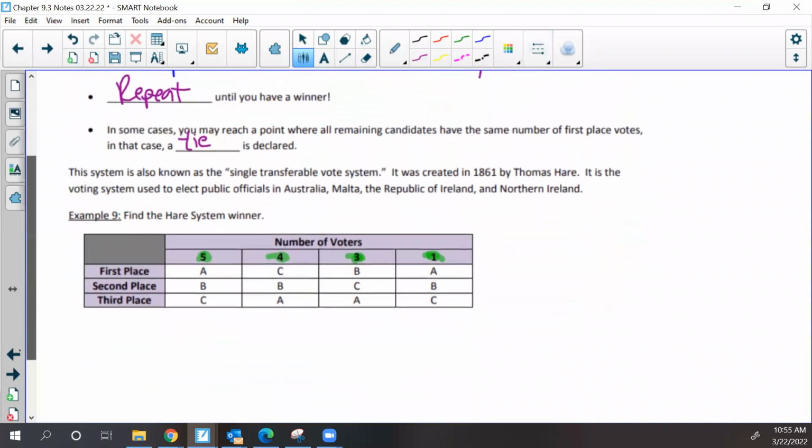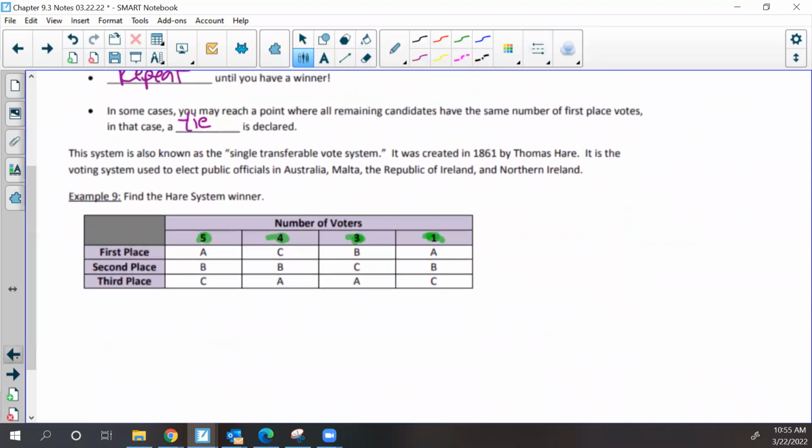Let's look at this. We go by number of votes here. These aren't independent preference ballots. There's five people that voted this way, four people that voted this way, three people that voted this way, and one person voted like this. And we're only going to count the people in first. That's how we count. So we have candidate A, candidate B, and candidate C.